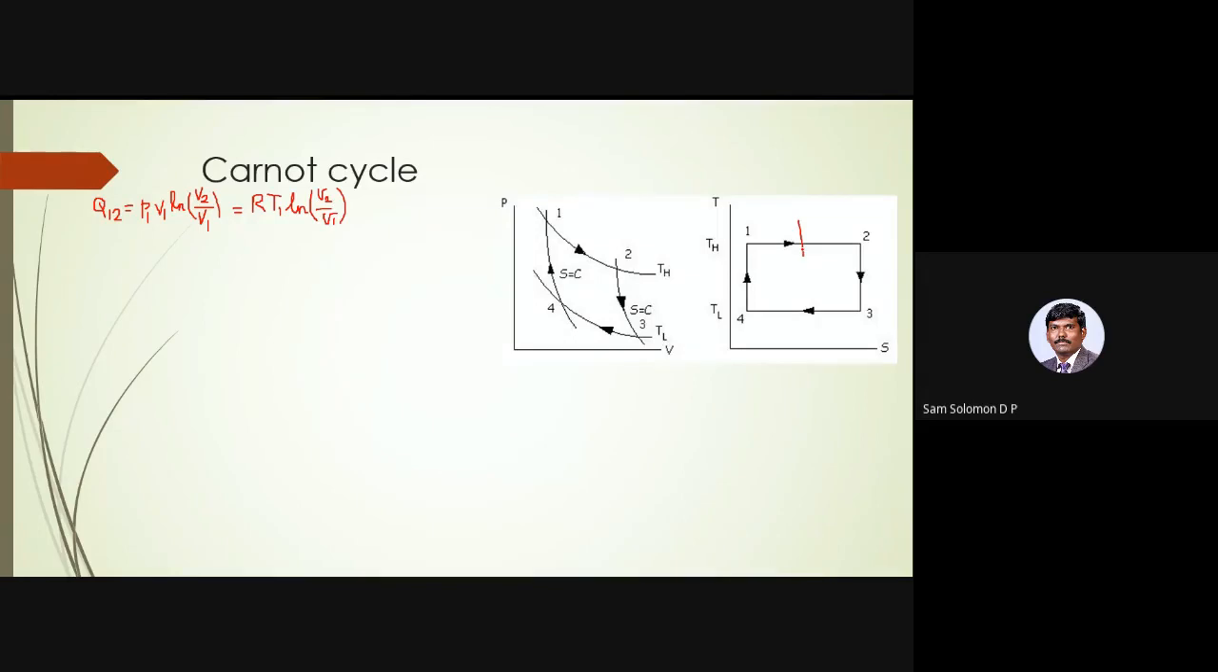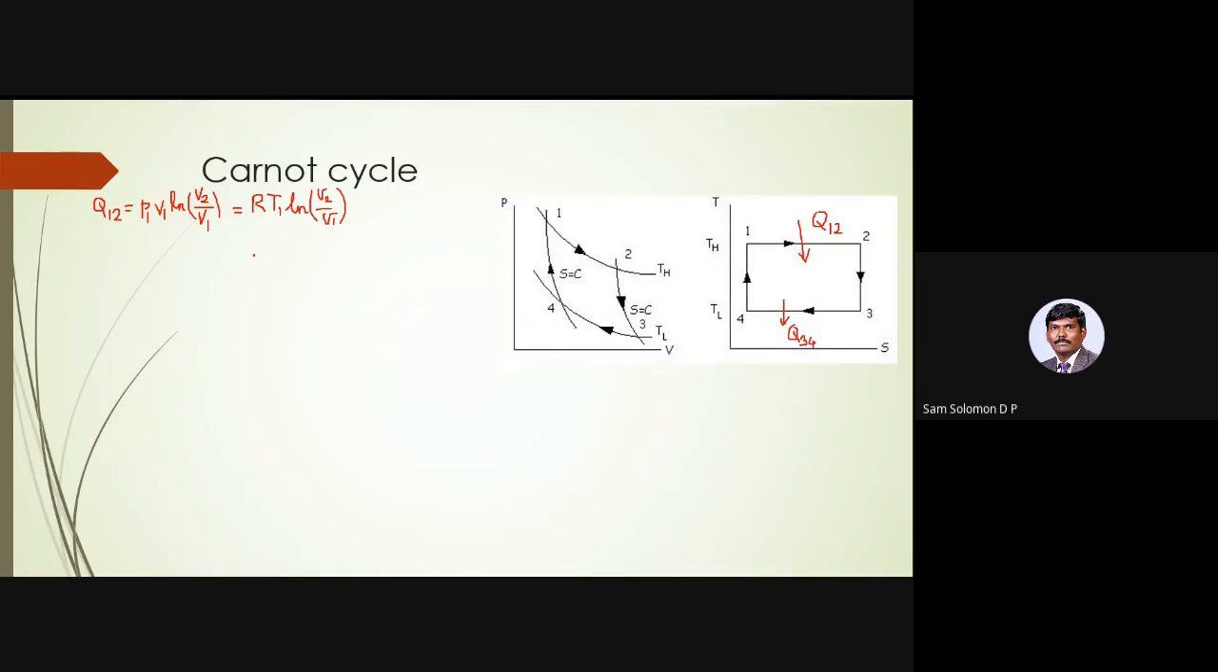So I told you during the isothermal process there is heat addition. Okay, so if you look at the line diagram which we drew, from the source heat is being supplied. Okay, so that is heat addition. So process 1-2 is heat addition, and from the sink heat is being rejected, so that is at the lower temperature TL. So Q34 is going to be heat rejection.